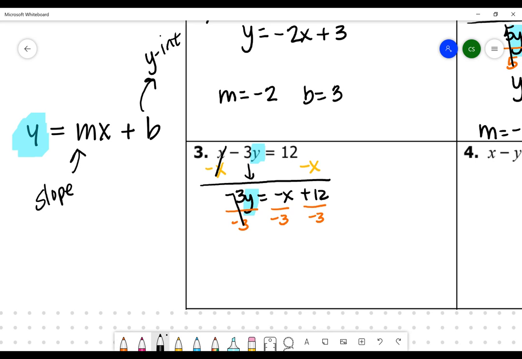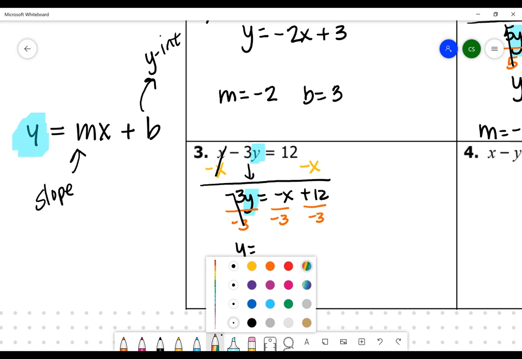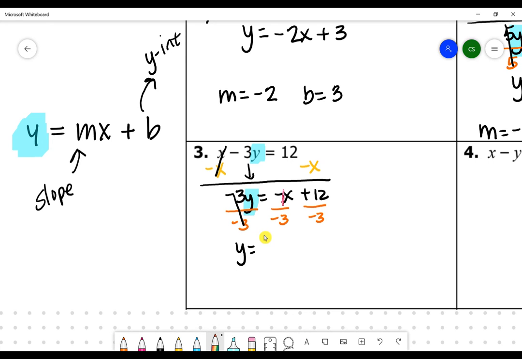Well, this cancels. And I get y is equal to, remember the magic number in front of this x is a 1, I use my magic color. So negative 1 divided by negative 3 gives me a positive 1/3 x. And positive 12 divided by negative 3 gives me a negative 4. I can identify my slope as 1/3 and my y-intercept as a negative 4.